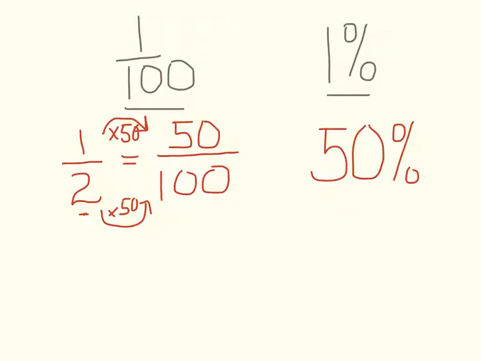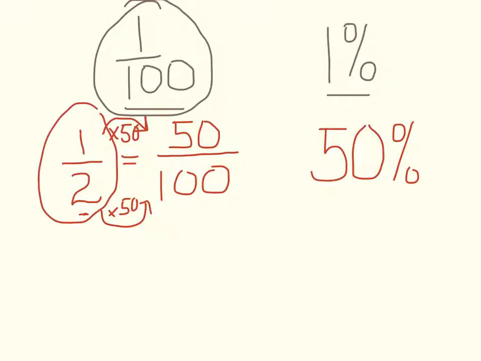But look at the fractions that we began with. Here we had 1 out of 100. Here we had 1 out of 2. Now that's what I mean by using percents to name part of a group. You just have to make sure it's always out of 100.